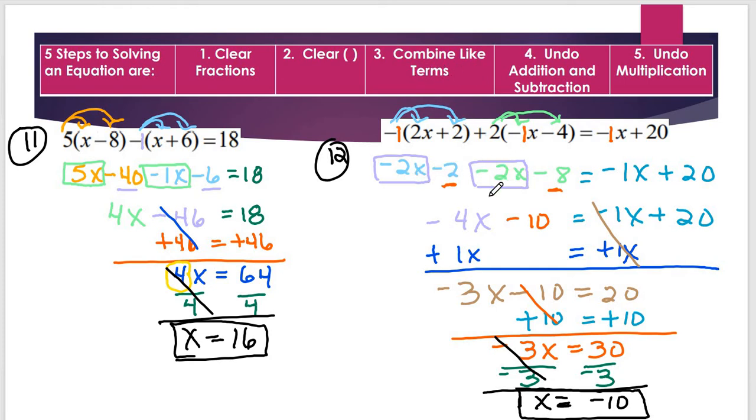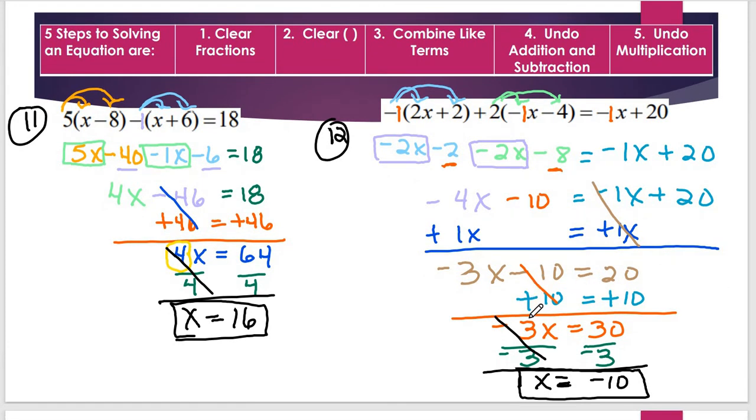So -2x plus the -2x gives you -4x. -2 plus a -8 gives you -10. Undo addition and subtraction right here. So take your x over to the left-hand side. You want your variables always to be on the left-hand side. And then add these right here. This is what you end up with. And then when we work it all the way out and divide, remember division, undo multiplication, is the very last step, and that will give you a -10.